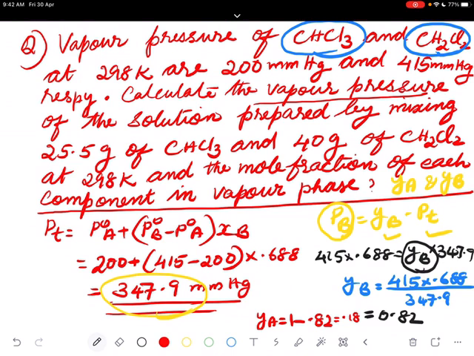So this equation you have to learn by heart. Which equation? PT is equal to P naught A, the vapor pressure of a pure component, plus P naught B, the vapor pressure of the other pure component, minus P naught A, and only one mole fraction. Or you can express this P total in terms of one mole fraction. Now you see this is in the form of y is equal to mx plus c.